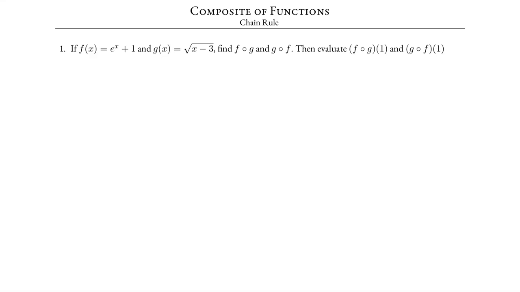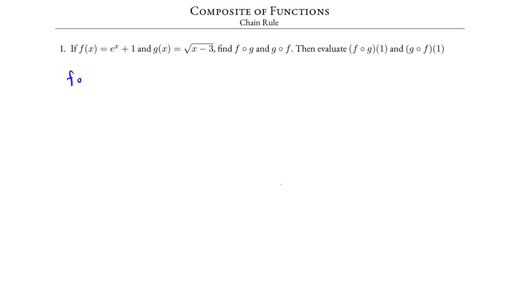If f(x) = e^(x+1) and g(x) = √(x−3), find f∘g and g∘f, then evaluate f∘g(1) and g∘f(1). This open circle notation is the composite of functions. We are given two functions f and g, and we are asked to compose them.